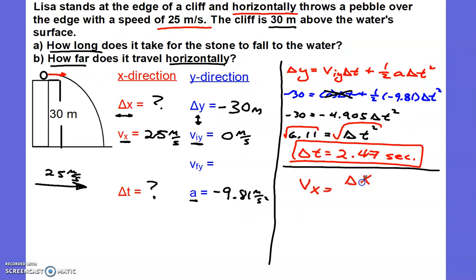We'll rewrite the formula. Vx is delta x over delta t. Vx is 25. We're solving for delta x, and delta t is up here, 2.47. I solve by multiplying each side by 2.47, and I get that delta x comes out to be 61.8 meters.